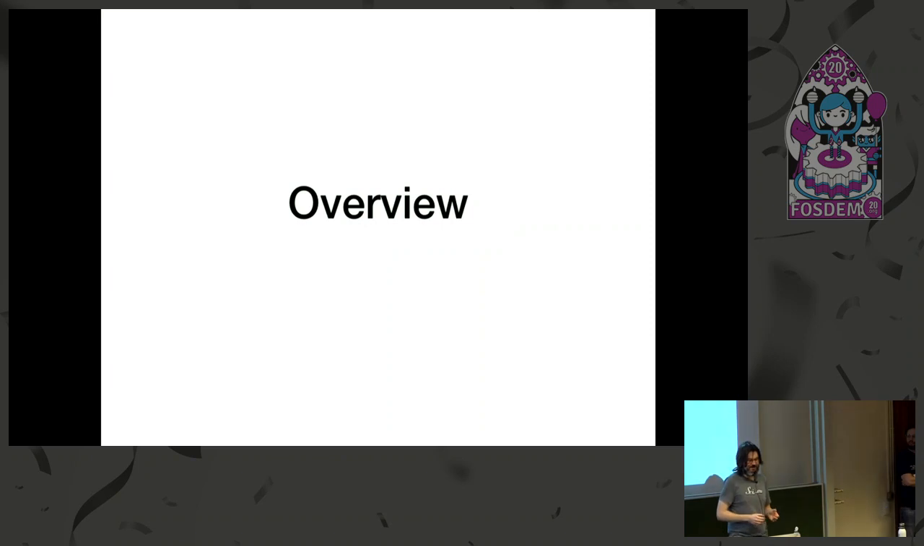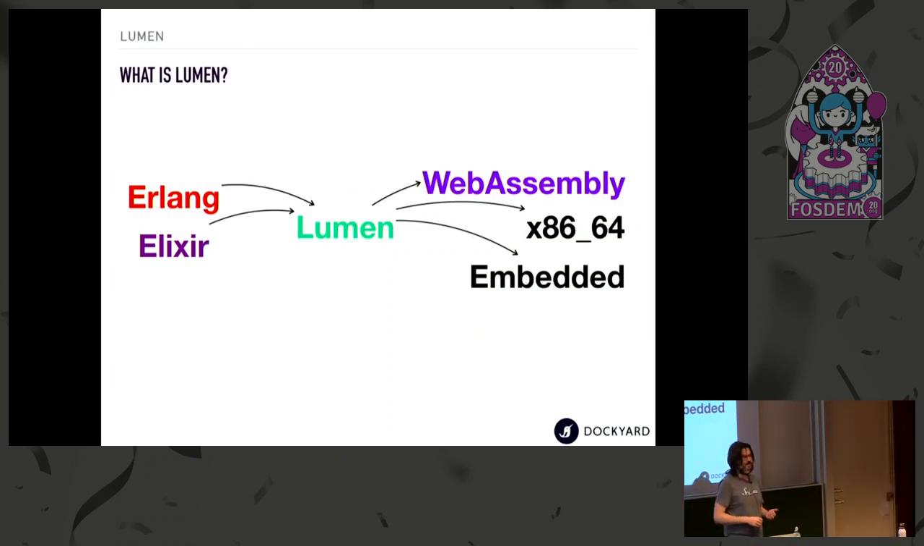So let's start with an overview before diving into the details. Lumen is a new compiler and runtime for Erlang, Elixir, and anything else we can convert from Erlang abstract form. It targets things that are difficult or impossible to target with BEAM, such as WebAssembly, x86 single executable binaries, so not escripts, but just single executables, like competing with Rust or Go, that sort of thing, or true embedded systems without an OS, such as microcontrollers.